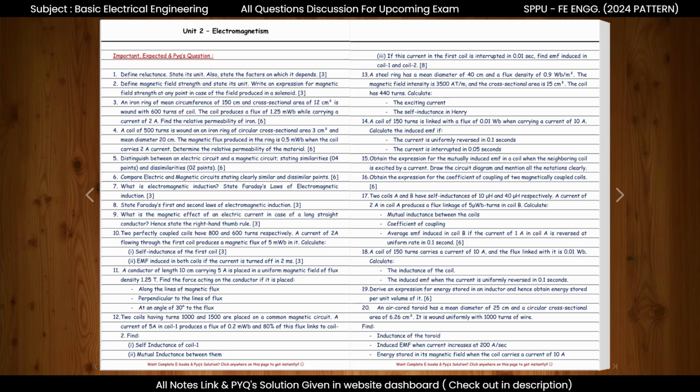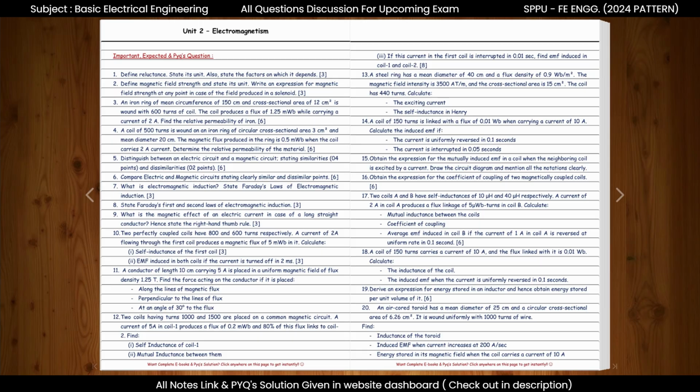Alright, let's move on to our next important topic, self-inductance and EMF. From this topic, we can expect questions such as, two perfectly coupled coils have 800 and 600 turns respectively. A current of 2 amperes flowing through the first coil produces a flux of 5 milliweber in it. Calculate self-inductance of the first coil and EMF induced in both coils if the current is turned off in 2 milliseconds. Self-inductance measures how much EMF is induced in a coil due to the change of current in the same coil. We use L equals N times flux divided by I for self-inductance and E equals minus L times change in I over change in time for induced EMF.